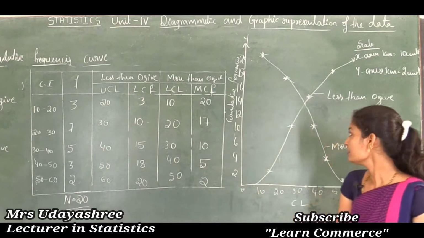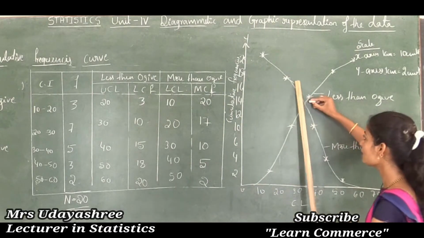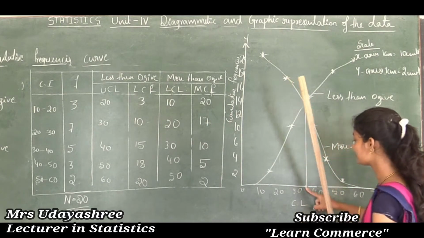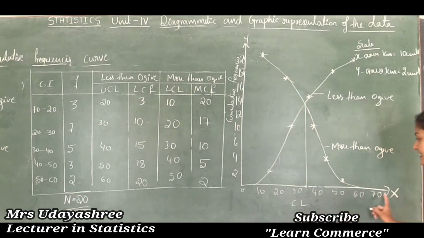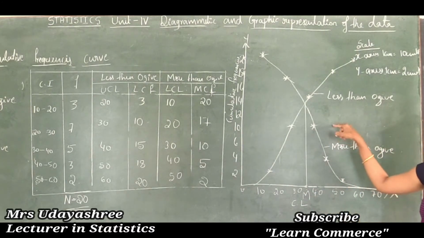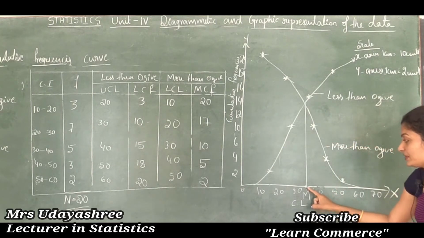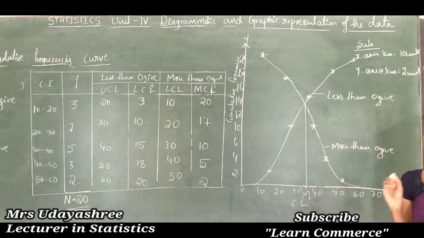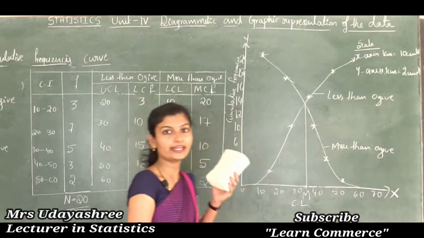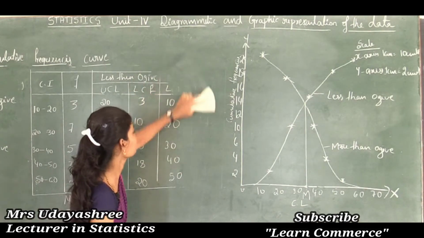So from the point of intersection I will draw one line perpendicular to the x-axis like this. This point on the x-axis will give the median. So we can locate the median using this ogive. This point will give the value of the median. Like that, with the help of the less than ogive, we can locate partition values, that is, quartiles.